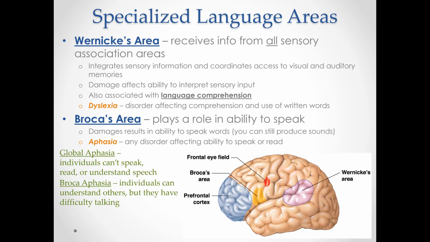So you get the idea. They have normal intelligence and they understand what is being said to them, but they have difficulty actually speaking the words. So that was Broca aphasia.